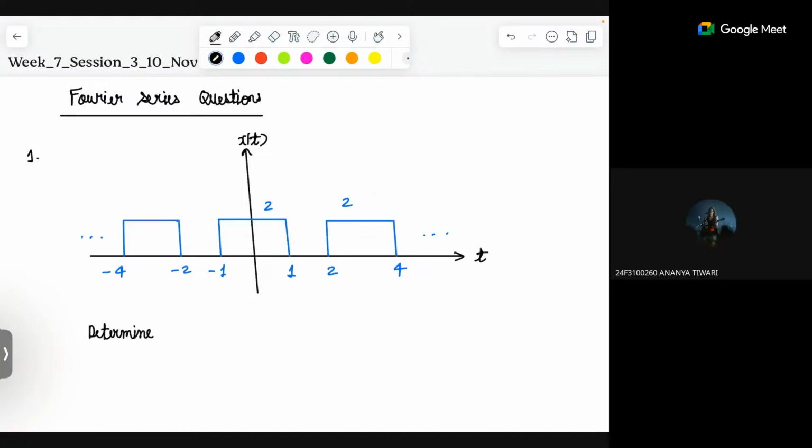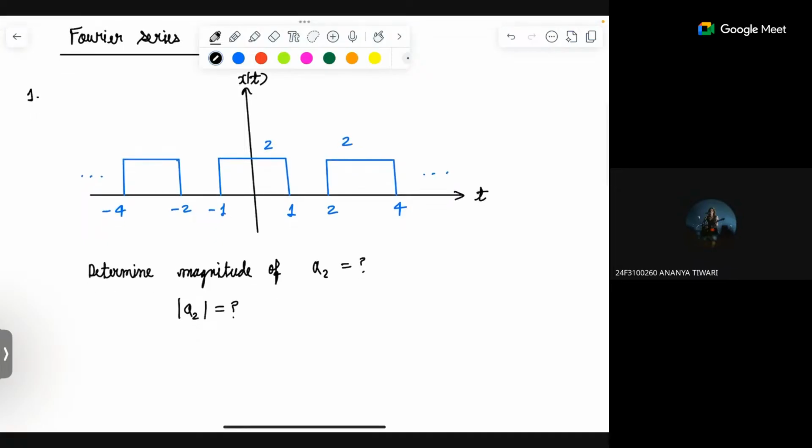Three. Yes, that's correct. So you have to determine the magnitude of the Fourier series coefficient A2, that is when n or k is equal to 2, you have to determine that. Is the question clear what you have to do? Yes. So you can start solving.